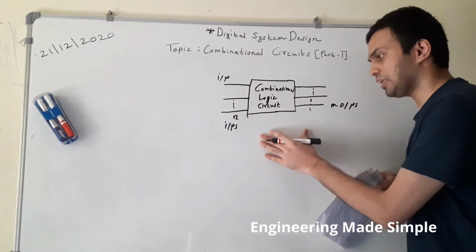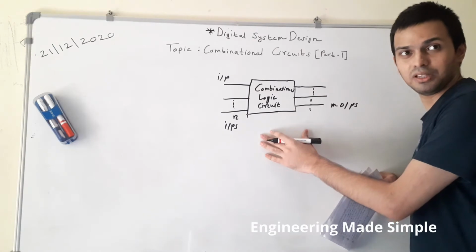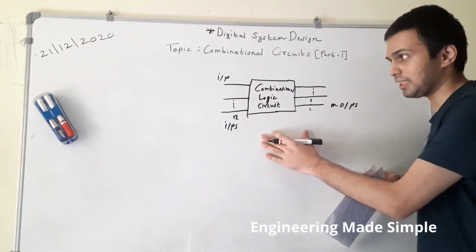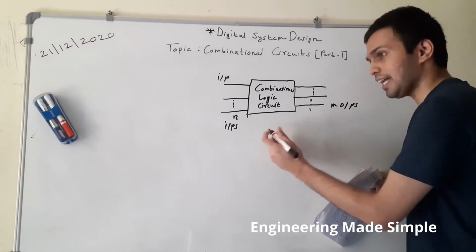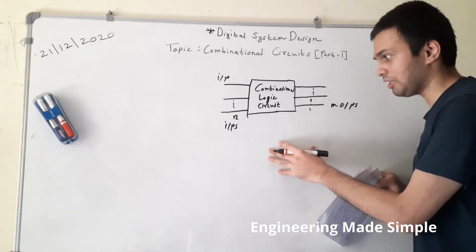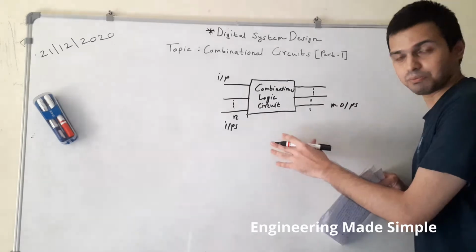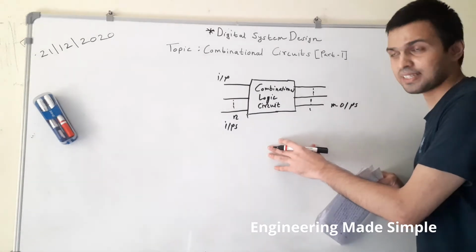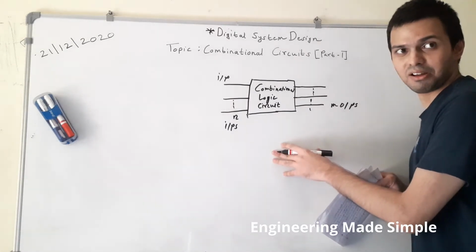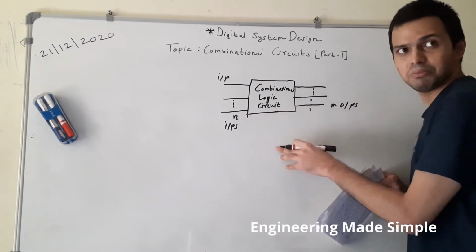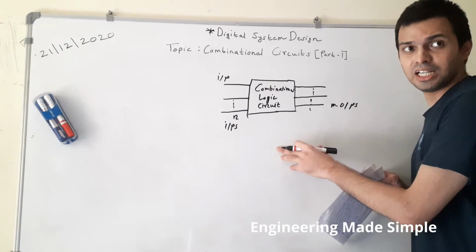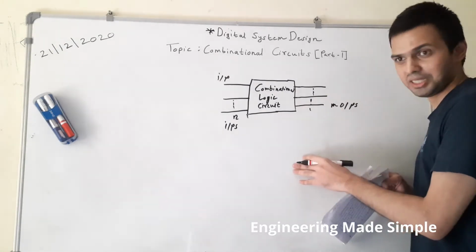Now, what is a combinational logic circuit? This is nothing complicated. You have studied logic gates before in the previous parts of the lecture on digital system design. Logic gates are digital electronic devices which perform basic elementary operations such as addition, subtraction, XOR, XNOR, and so on. So, what is a combinational circuit? It is a combination of all those logic gates to form a more complicated circuit.